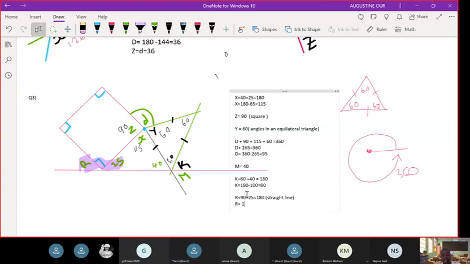Are you guys writing everything? Yes, I am writing. Okay, 180 minus 90 plus 25 is what? 110? 150? 90 plus 25 is 115, not 150. Which is equal to R, 65.